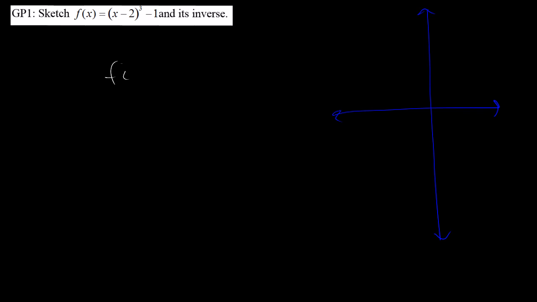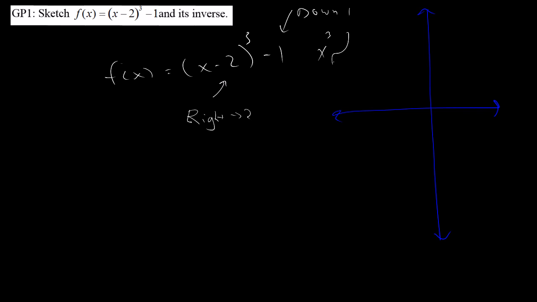So if we are graphing this, we know this number here moves it to the right 2. This number here moves it down 1. And we know the parent graph of x cubed looks something like that.